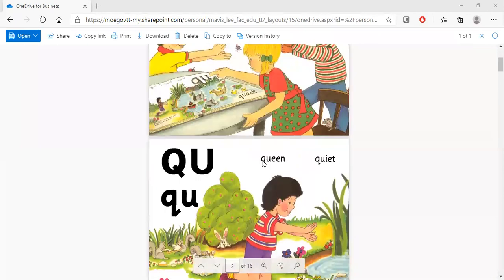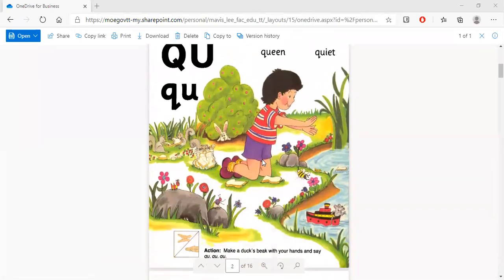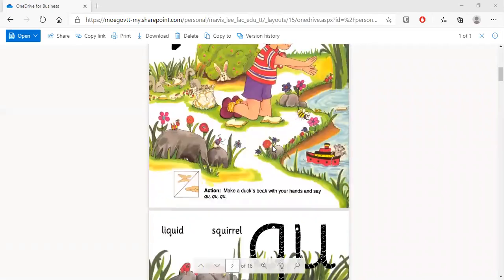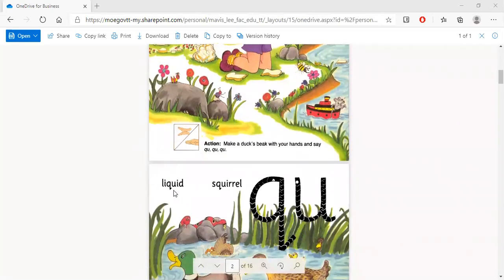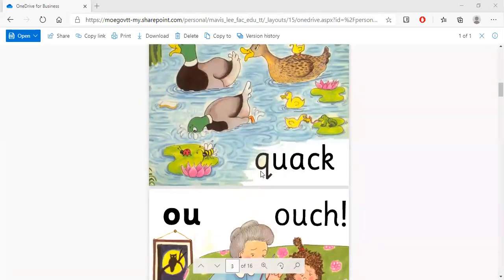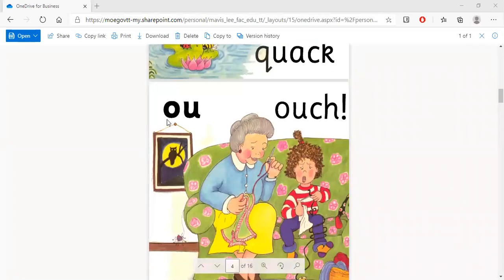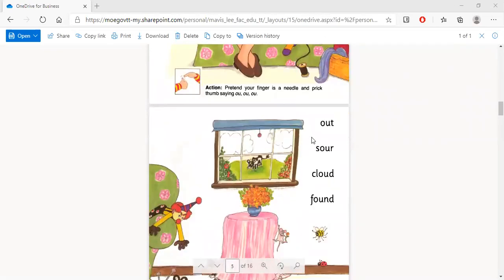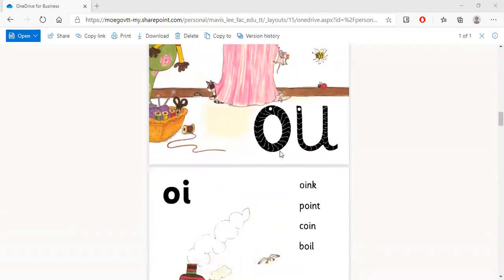Now let's take a look at some of the sounds we've done so far. Quo: queen, quiet, liquid. The water is liquid. Squirrel, quack. Ow: ouch, out, sour, cloud, found.